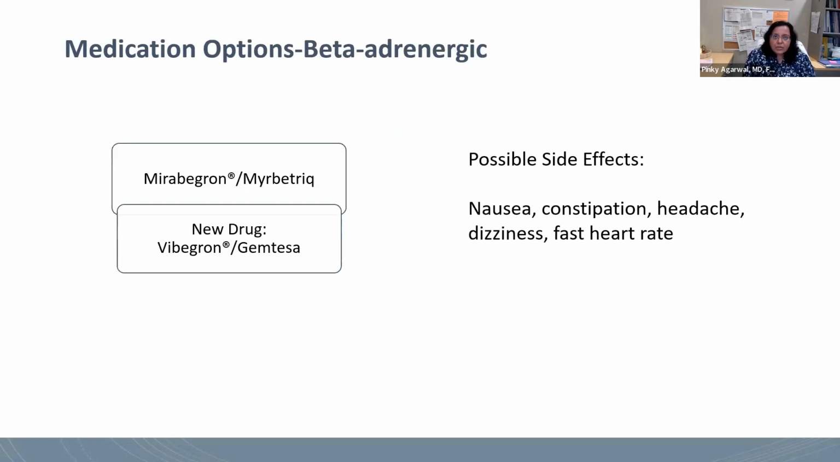The other medication group for treating overactive bladder is medications that, instead of working through acetylcholine, work through a different adrenergic mechanism. The commonest one of these is mirabegron, or Myrbetriq. And there's a newer one called Gemtesa, or vibegron. Now, our center did a study looking specifically at mirabegron in Parkinson's, and the patients did quite well.